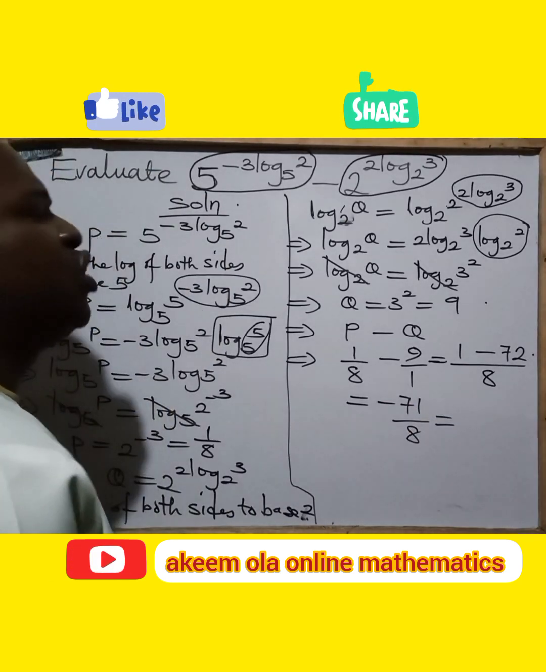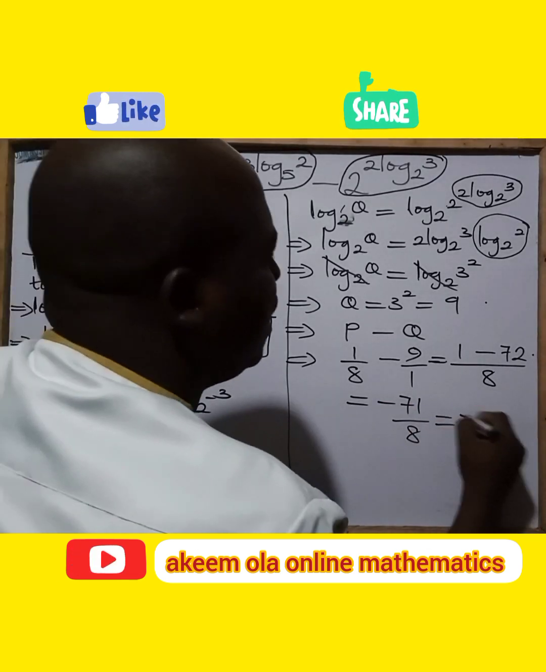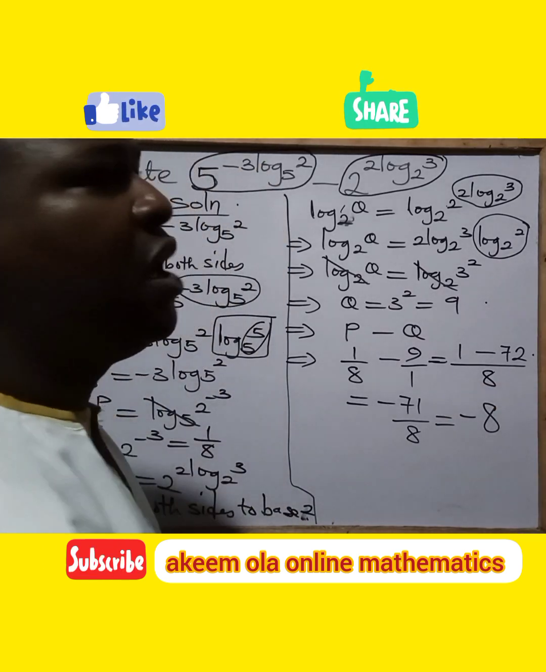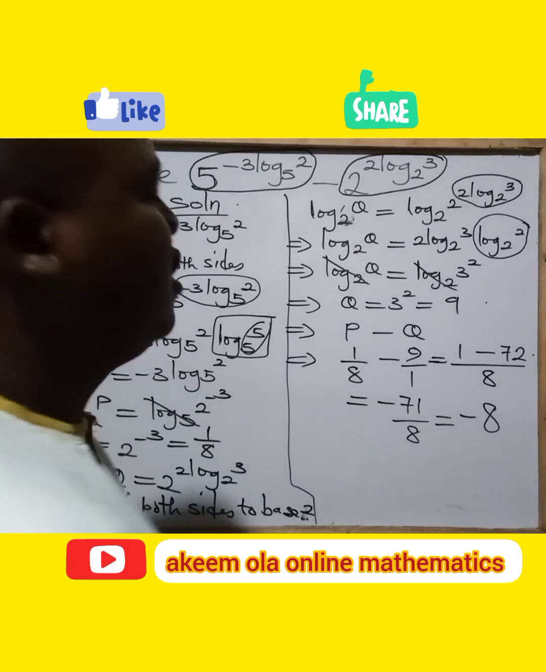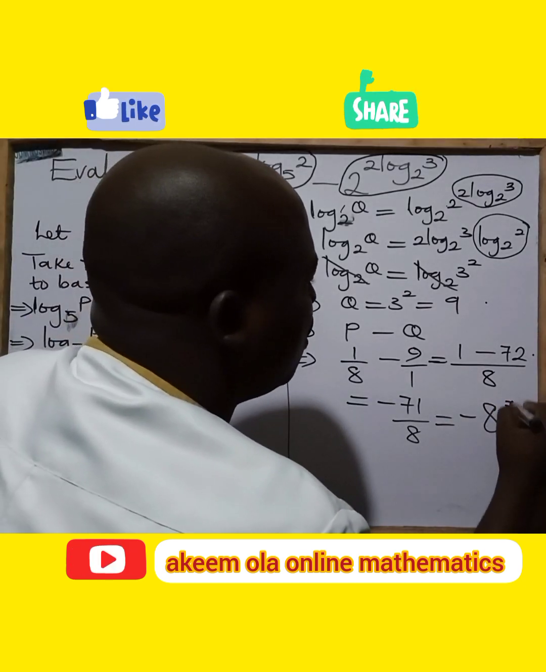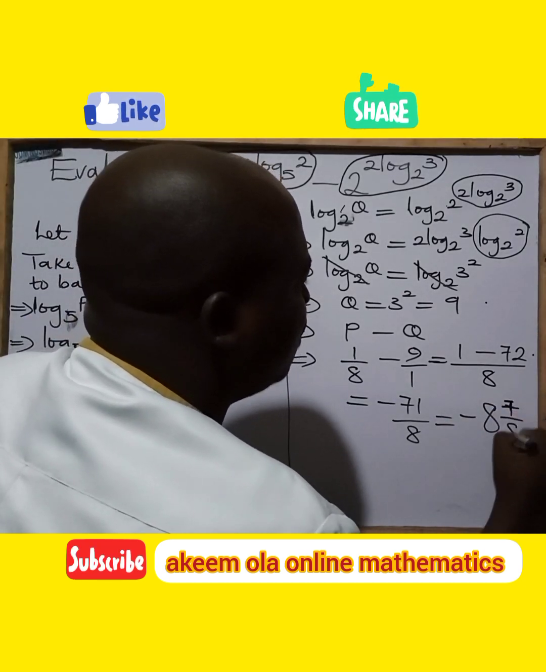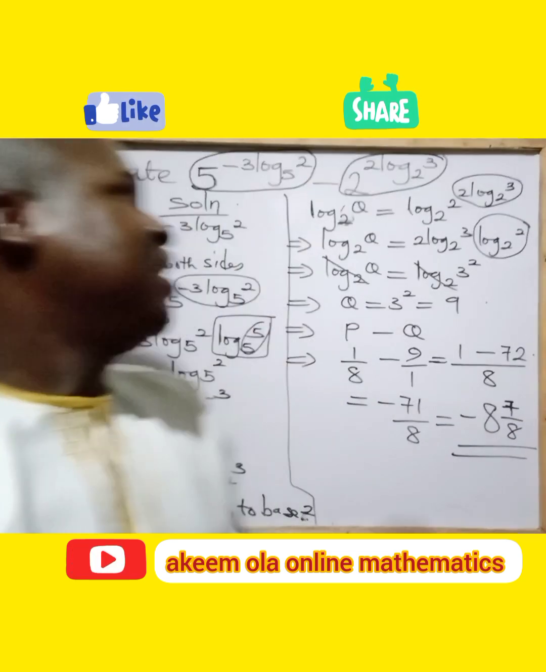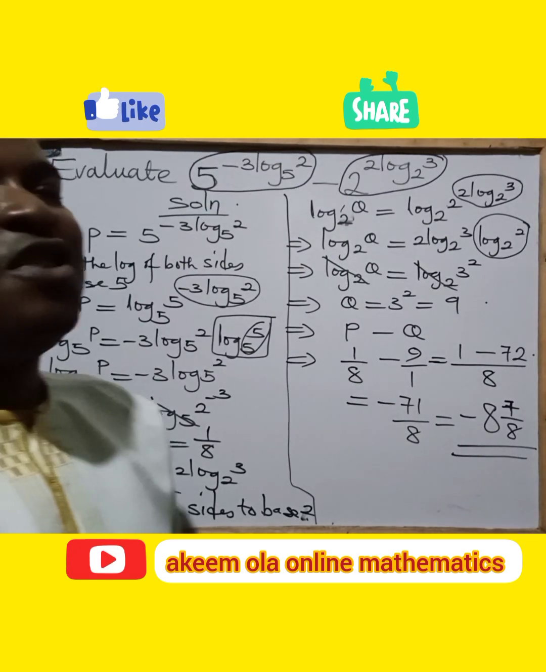And that will surely give us minus 8 whole number, that is 64. 71 minus 64 will now give us 7. So 7 all over 8 is the value of this particular question.